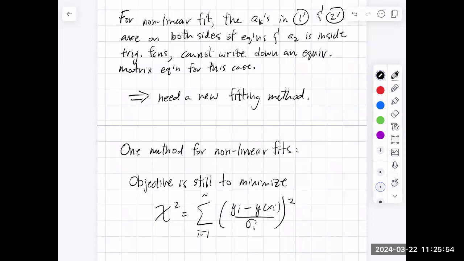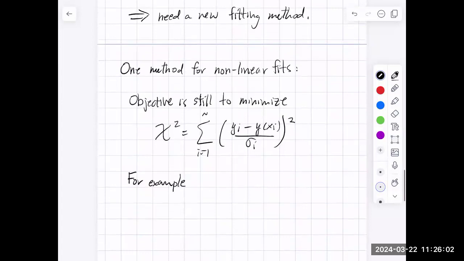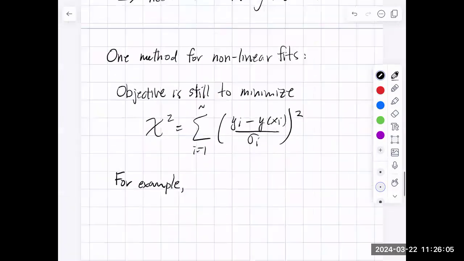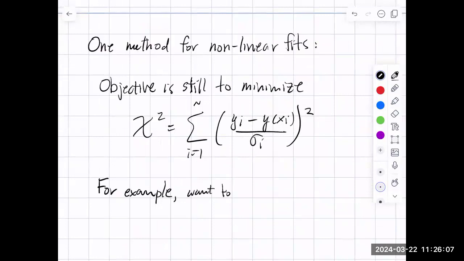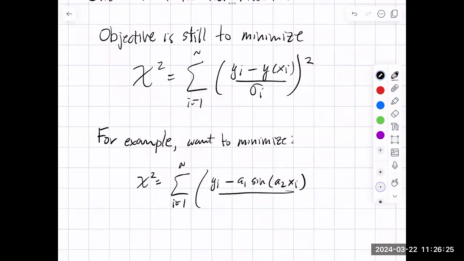Okay, so for our example of the sine function, we want to minimize chi-squared, which is equal to the sum from i equals 1 to n of yi minus a1 sine a2 xi, over sigma i, all squared.